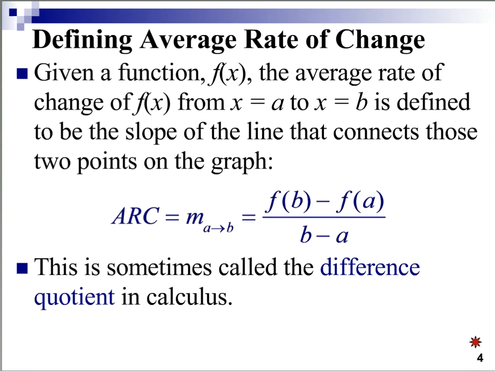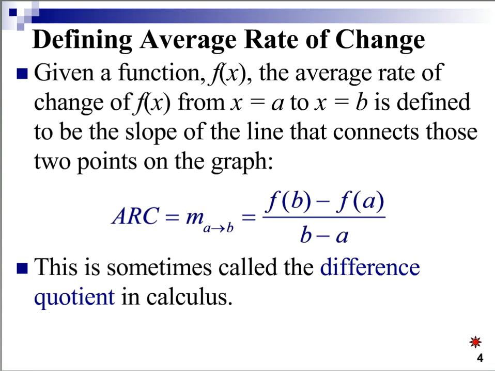So let's start by defining what we mean by the term average rate of change. In mathematics, the average rate of change comes from looking at a function, we'll call it f, and picking 2 arbitrary points, a and b, x equals a and x equals b. Typically a is on the left and b is on the right, but it really doesn't matter because they're 2 arbitrary points. And we define the average rate of change between those 2 points to be the slope of the line that connects those 2 points.